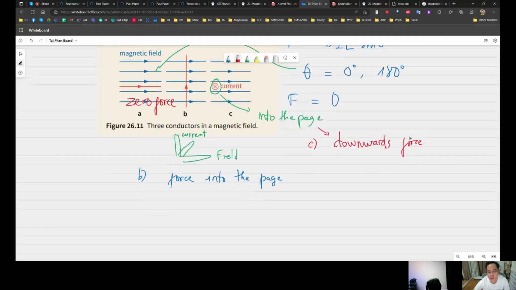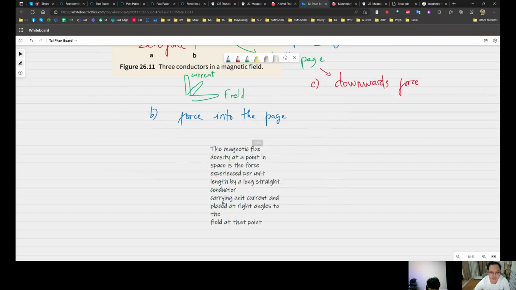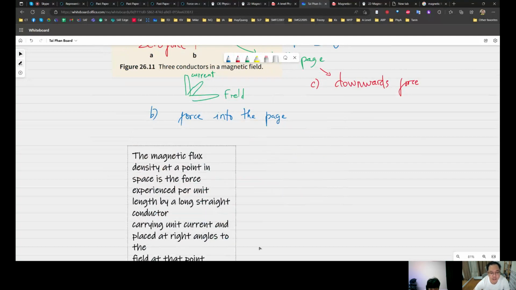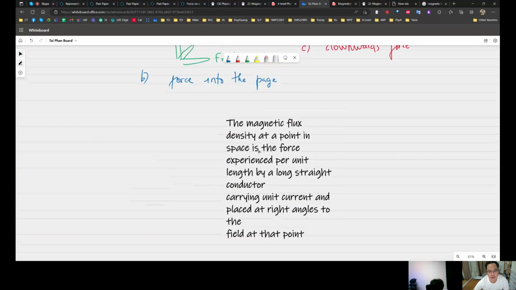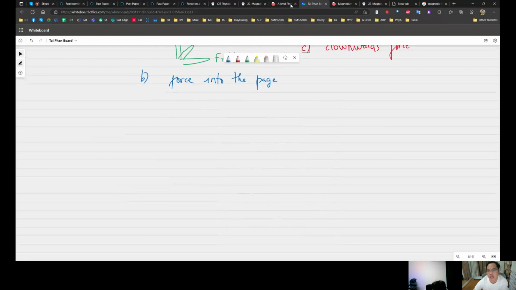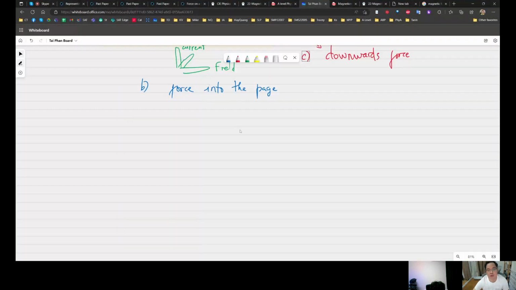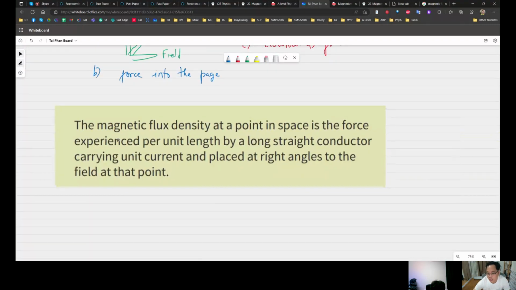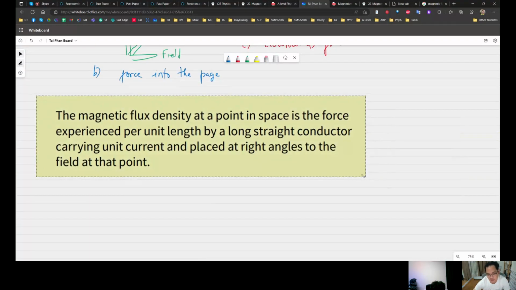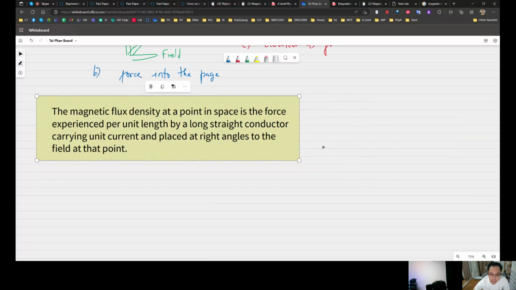So we want to define B, the magnetic flux density. We need to place that rod at right angle with the field. That's the definition. So this is about understanding what it means. This is one of the most important concepts in this chapter, magnetic field.